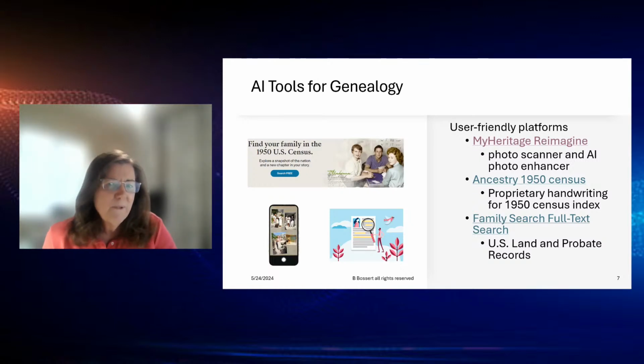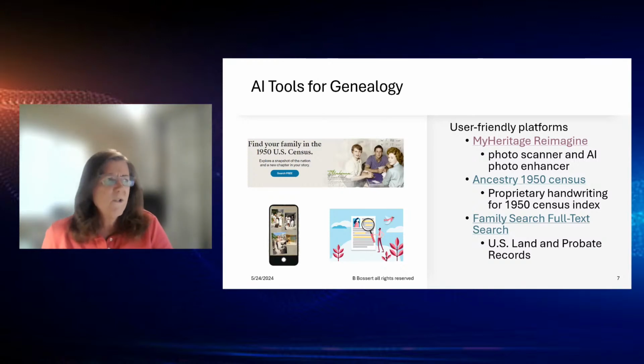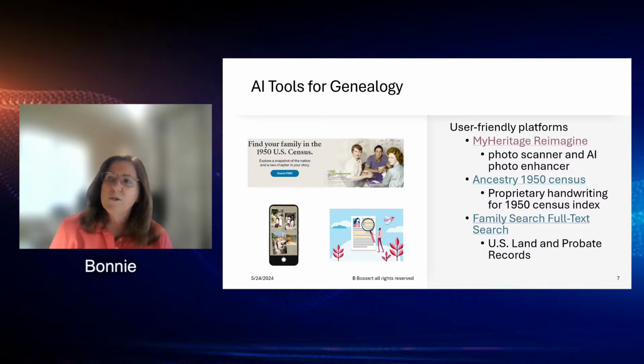The third one I want to point out to you is from FamilySearch.org, and they call it full text search. They've taken their U.S. land and probate records, that is, records of wills and last testaments, a huge collection of all these records in the United States from all 50 states, and they've applied AI technology to it to be able to do full text searches. So I can look for my surname in that collection, and there is no index, but it will go through the collection and look for the occurrences of my surname.